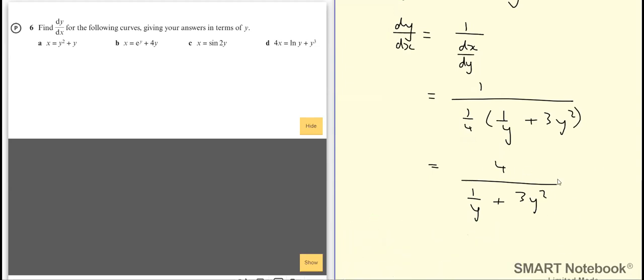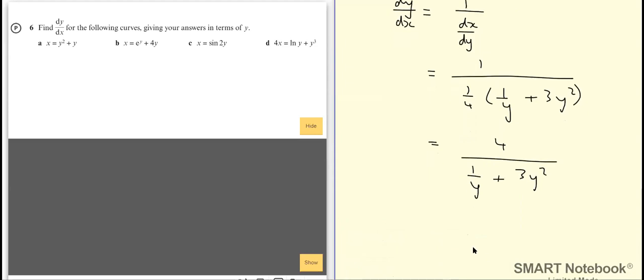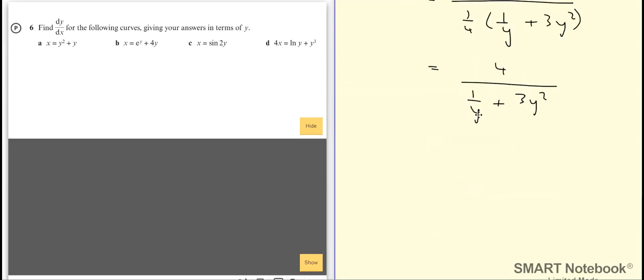Okay, so we've dealt with that. Now, if I did want to simplify this further, I'd have to make a common denominator in the denominator. So let's do that, because sometimes you will be asked to leave it in the simplest form, or you don't want to have a fraction within a fraction. So this is 1 over y plus 3y squared over 1.